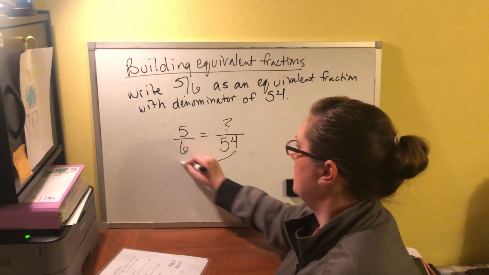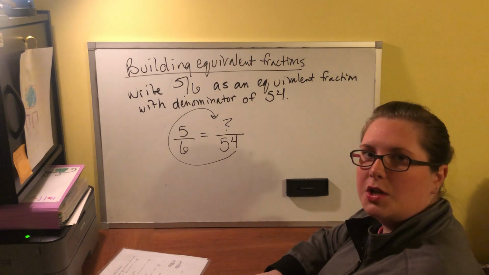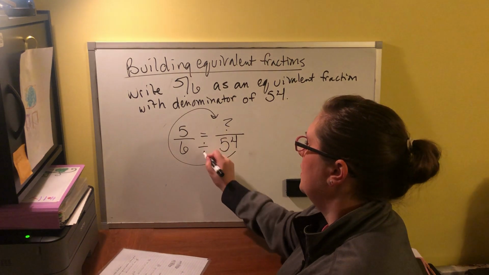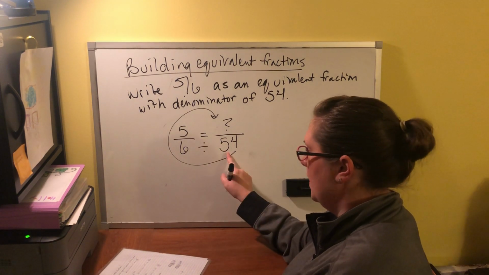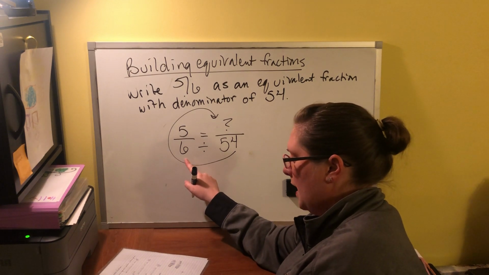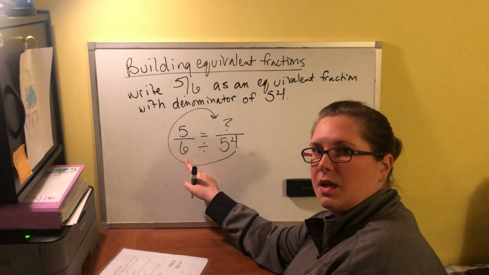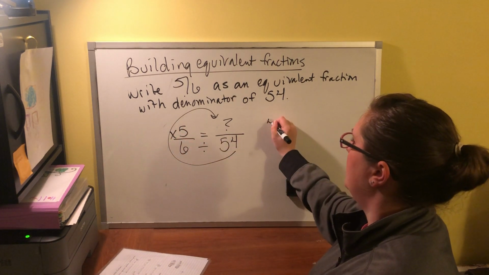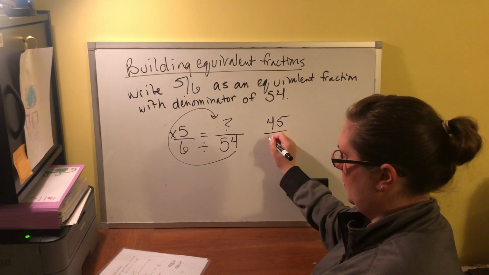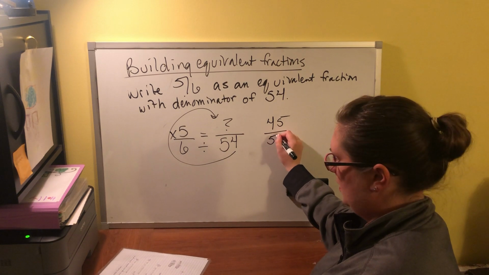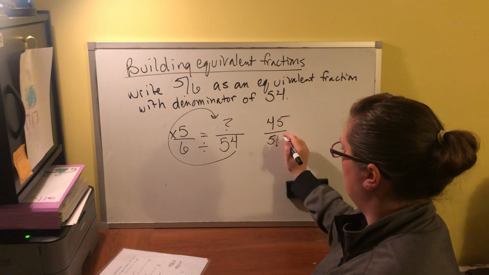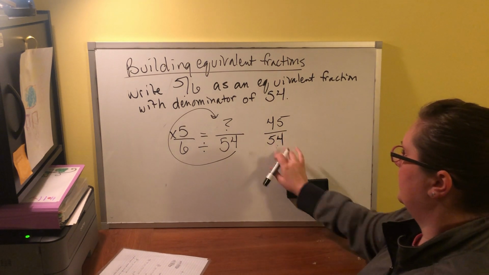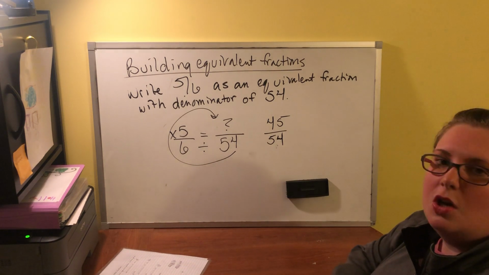So once again, here's our circle method. We're going in the left direction. The first thing we're going to be doing is division. So you're going to do 54 divided by 6 gives us 9. Then you're going to do 9 times 5 gives us 45 over 54. So 45 over 54.